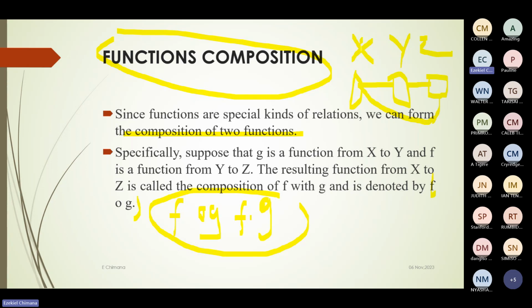That's also the composition function. If X and Y are related and Y and Z are related, it means X is also related to Z, or we can get the value of Z. You can always derive that relationship. That's the function composition. That's why whenever you say F of G, you take the value of G and then use it in F to get the value of Z.